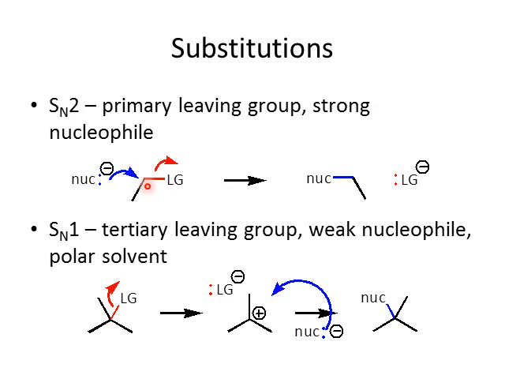What do I mean by that? I mean positions that aren't very crowded. So primary positions work very well for the SN2 reaction.